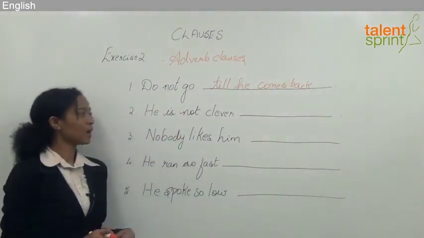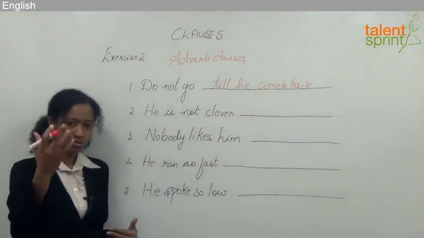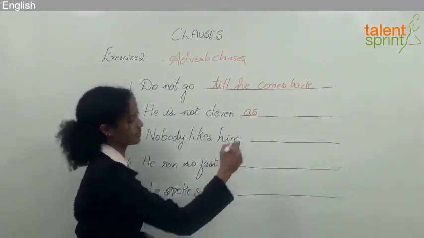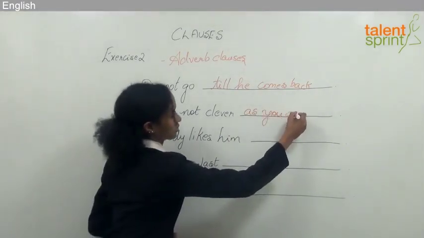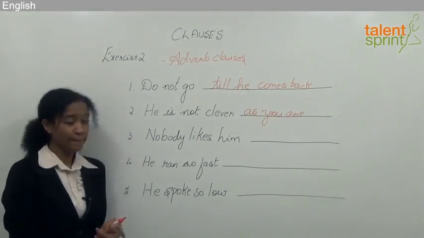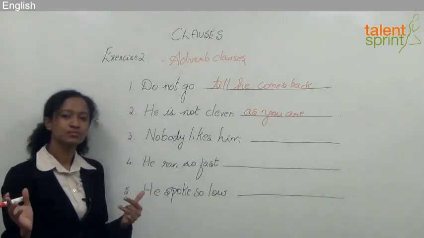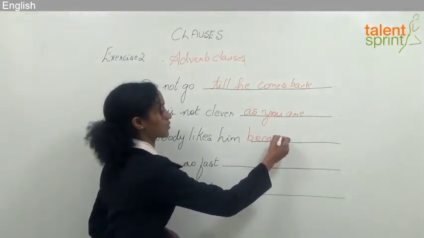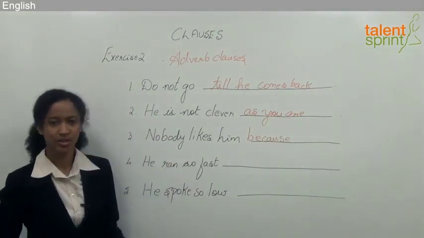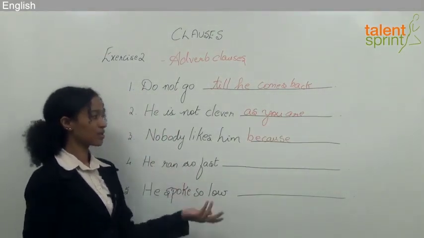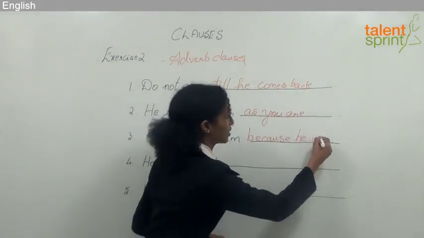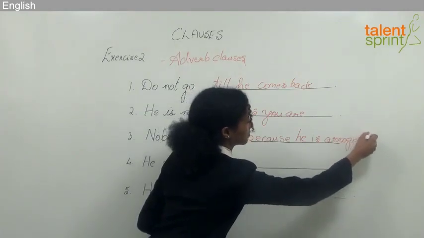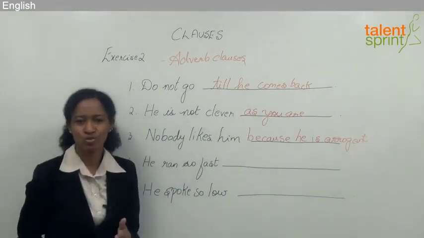Yeah? He is not clever as you are. Okay? Nobody likes him. Why? Because. Whatever reasons. You can add whatever you want. So, nobody likes him because, let's say he is arrogant. What is the meaning of arrogant? Somebody who is extremely rude.